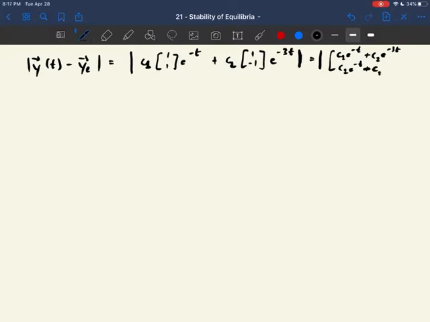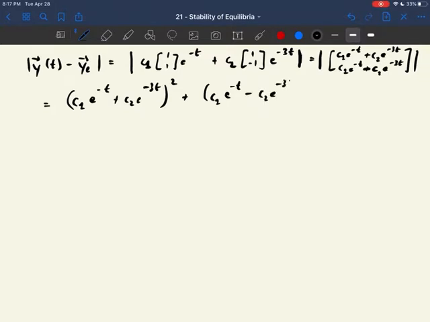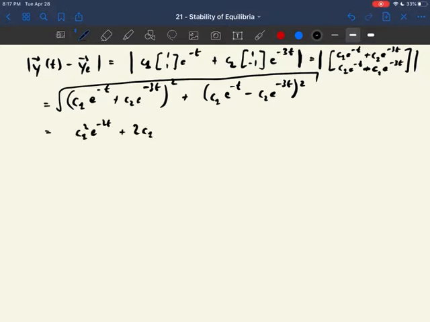Magnitude. Okay, so what can we do with that? Well, we have to combine the rows together. We get that this is C1 e to the minus t plus C2 e to the minus 3t, and C1 e to the minus t minus C2 e to the minus 3t. And so its Euclidean distance will be C1 e to the minus t plus C2 e to the minus 3t squared, plus C1 e to the minus t minus C2 e to the minus 3t squared. That whole thing square rooted.